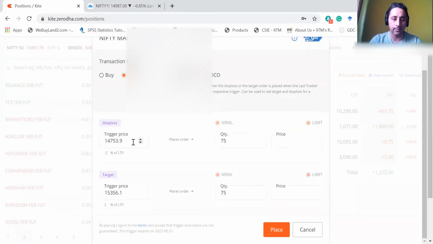Here I have to set up a trigger price. Now this is the main thing. What level should we decide? But before I come to that, let me tell you what OCO will do. There are two orders here.